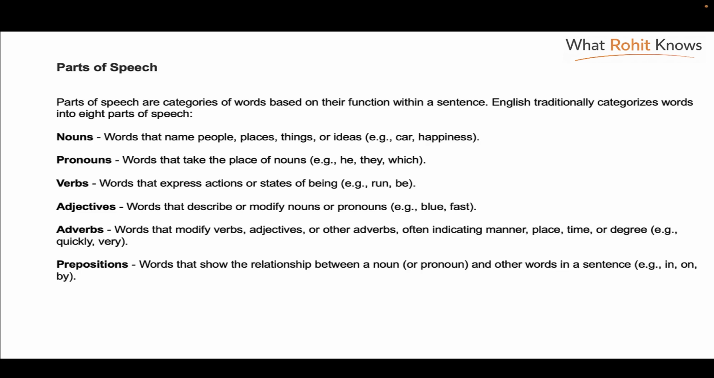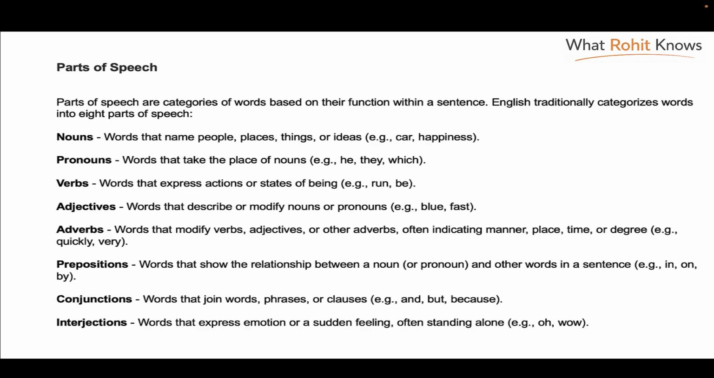We also have prepositions, words that show the relationship between a noun and other words in a sentence. He is sitting on a sofa. So that on is a preposition. Then you have conjunctions. He did this because of this. He wanted to go but could not because he was not well. So these words that join words, phrases or clauses, these are conjunctions. And similarly, you have interjections, words that express sudden emotion or a feeling. So usually when you say, oh, wow, these kinds of words are interjections.